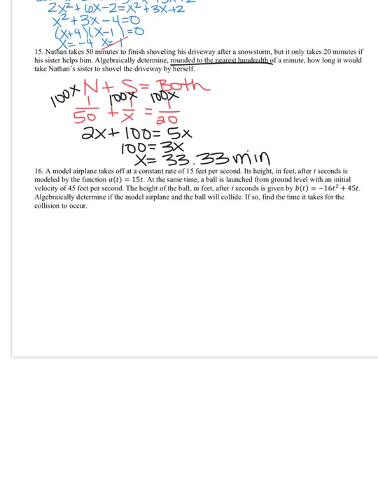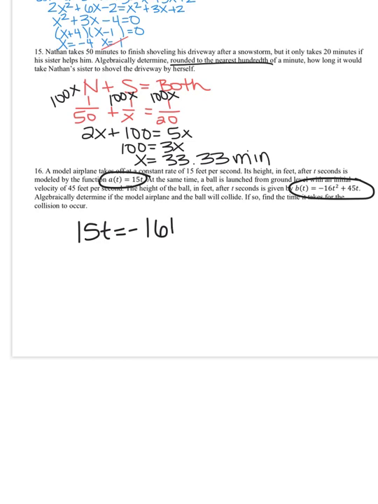And last one, number 16. A model airplane takes off and a ball is launched from ground level. So the airplane is A of t and the ball is this. We want to know if they collide. So if they collide, you get positive real values when you set them equal to each other. If you get negative, you cannot have negative time. And if you get imaginary, you can't get imaginary time either. So the equation that I'm going to write, I need to know when they are equal to each other.